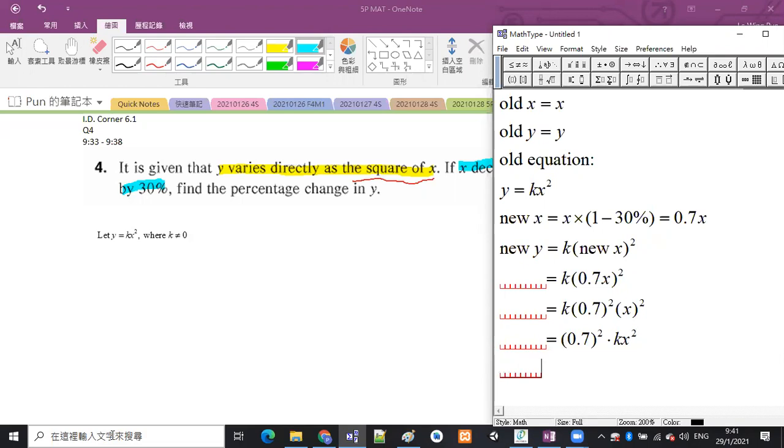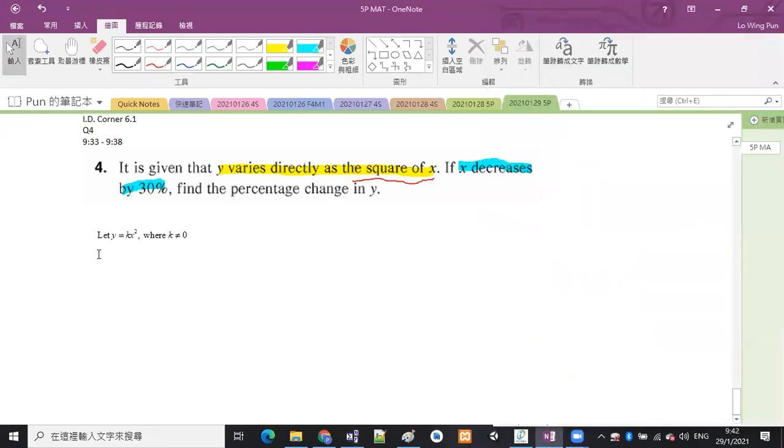You may calculate the number first. 0.7 squared is equal to 0.49. But what is kx squared? This kx squared and the original kx squared are the same, right? So it is changed to y, because I want to express the new y in terms of y. So it's just 0.49y. When you have expressed the new y in terms of the old y, then you may start answering the question.